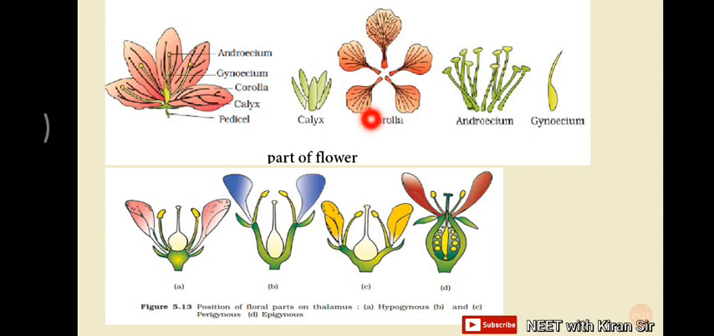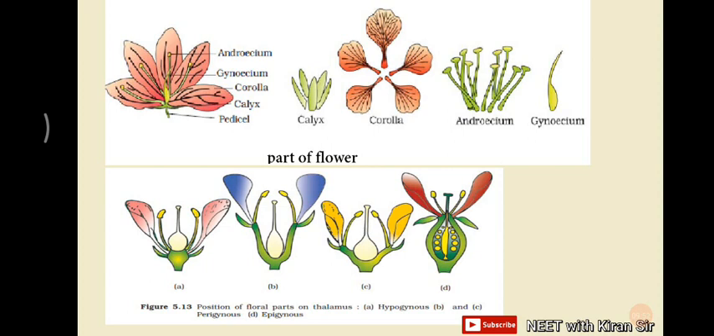Okay, since they are brightly colored. If the petals are fused, gamopetalous. If the petals are free, polypetalous. Similarly, a special type we call papilionaceous corolla. When I say papilionaceous corolla, it is found in the family Fabaceae, where the number of petals is restricted to 5.